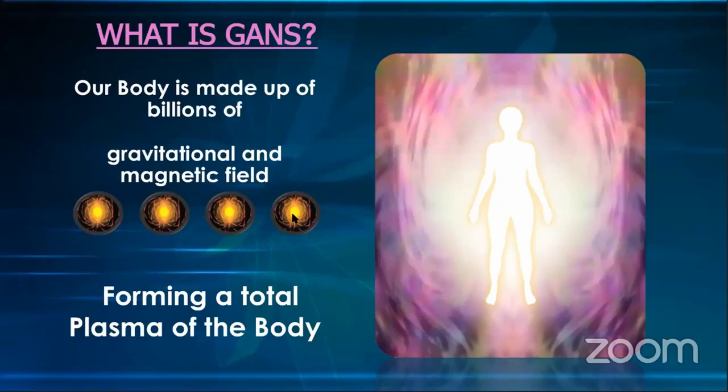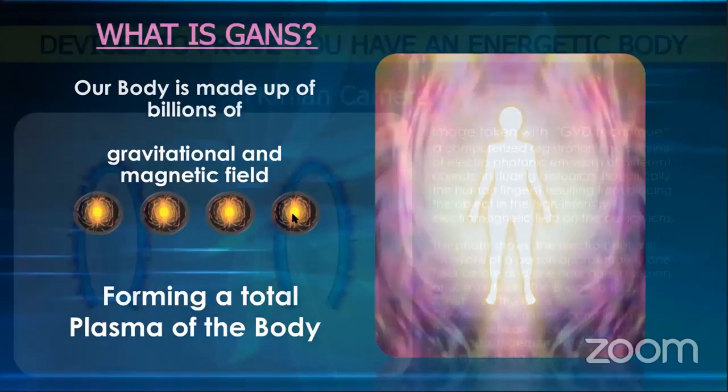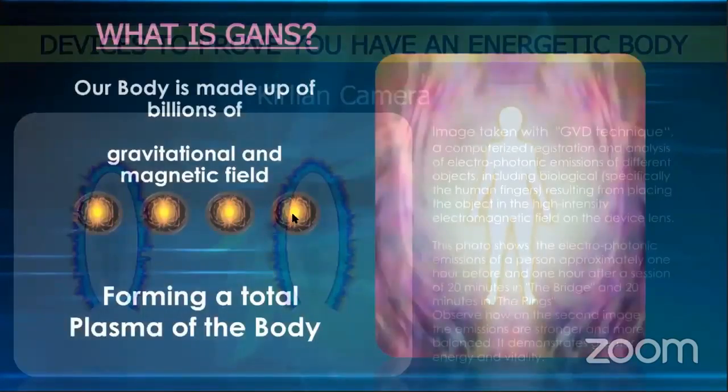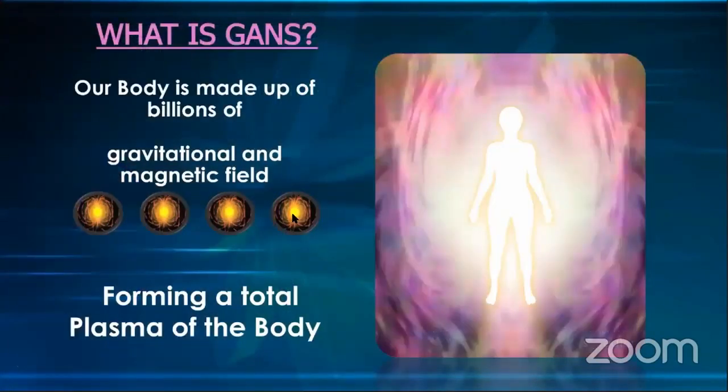through the magnetic gravitational field. And this is the problem with the medical field: they don't address that field. Every single cell has the magnetic gravitational field and creates a field around the body. And there are incredible ways to prove that that field exists. It's not just an imaginary thing that we brought up.